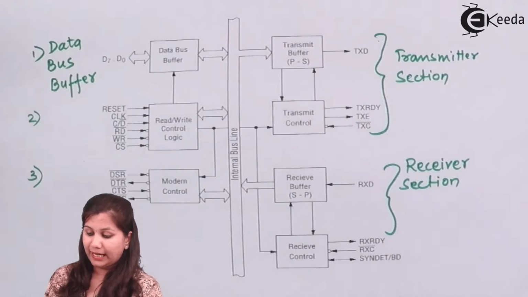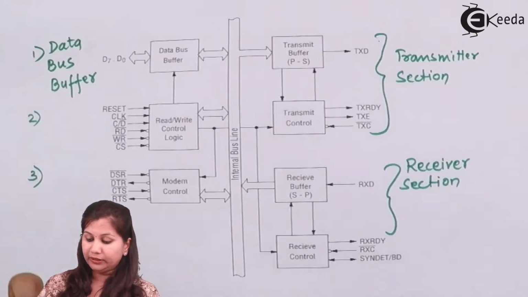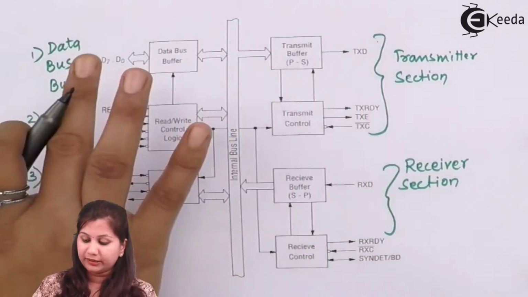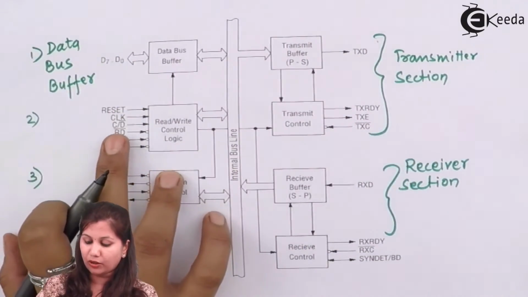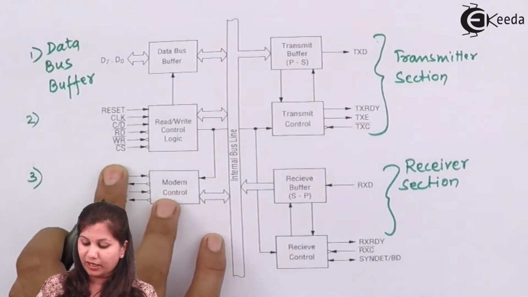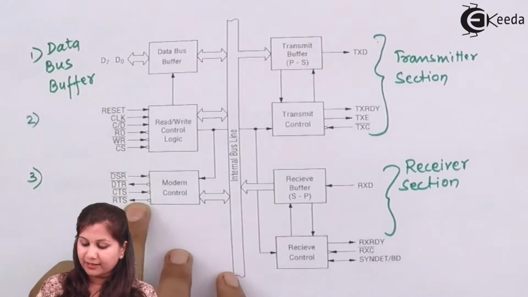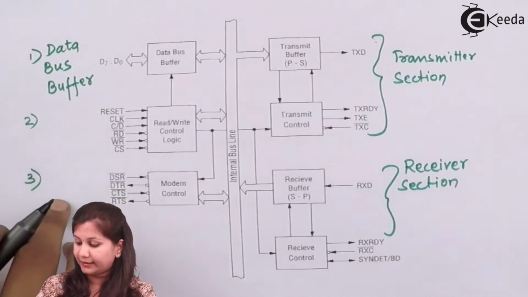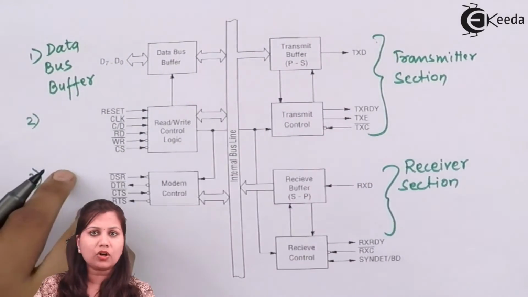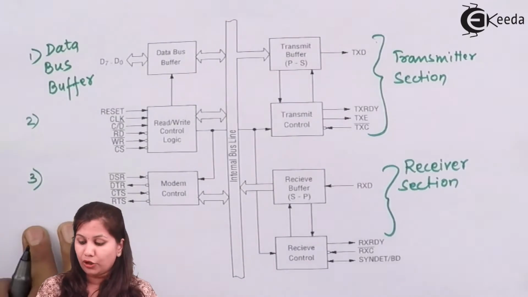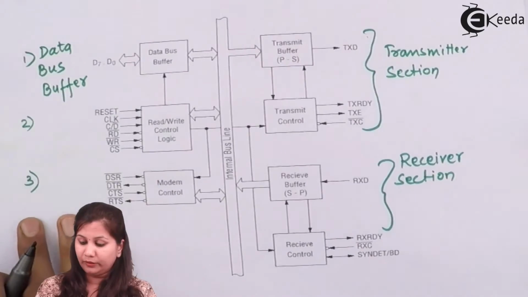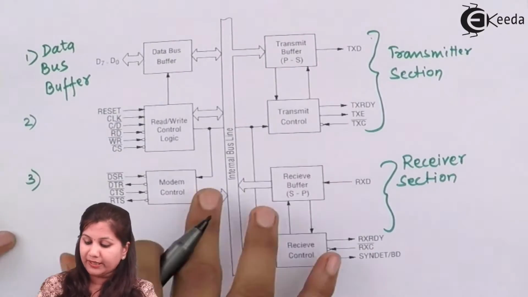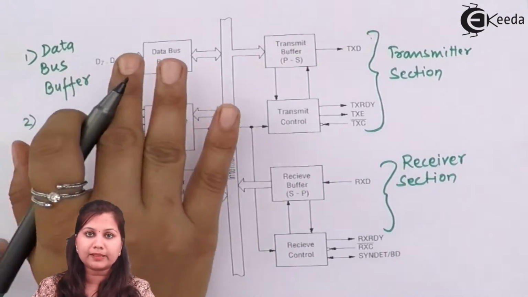You can see that in this block diagram, not only the various elements but also the interfacing signals are shown here. The interfacing signals are like the reset, clock, control and data, read, write, chip select, DSR, DTR, CTS, RTS. Here also RX ready, RXE, sync detect and break, RXD, TXE. These are the interfacing signals. So we will study each block one by one along with these interfacing signals. Let us first start with the first section, data bus buffer.